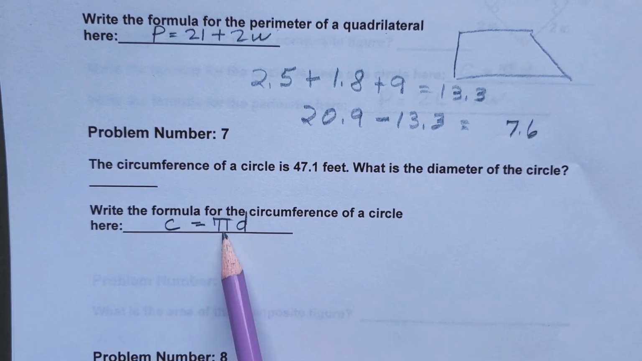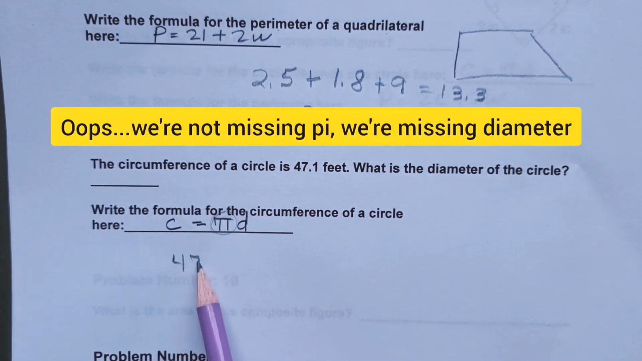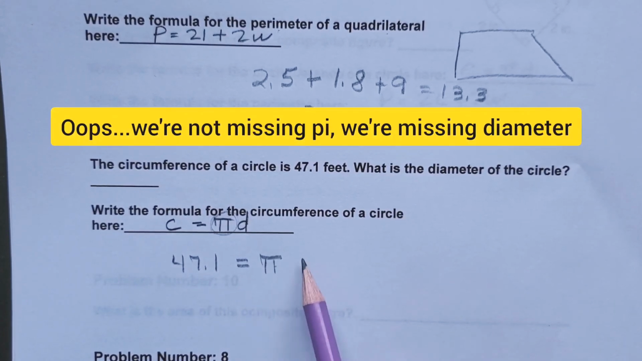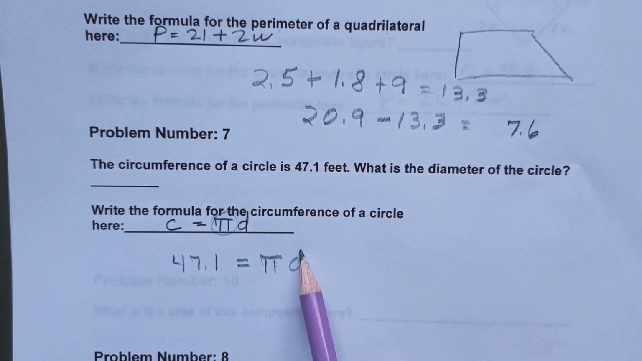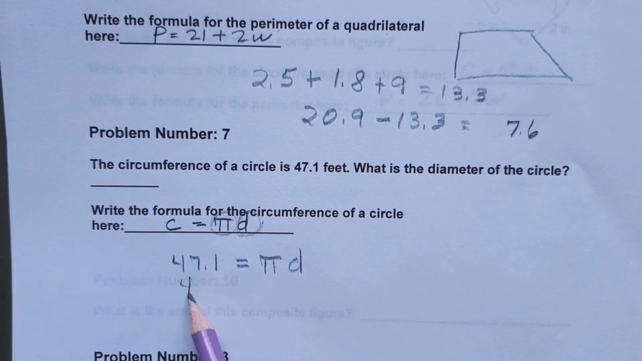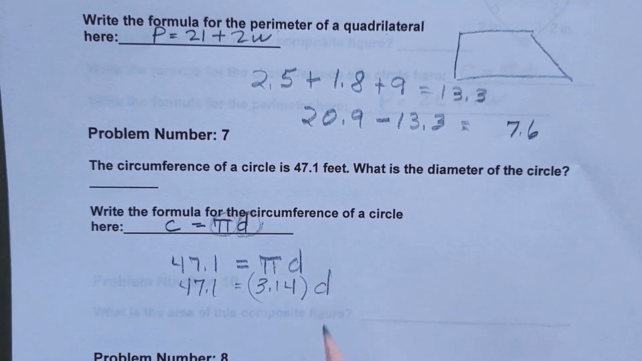Okay, so we're missing this piece right here. We know the circumference is 47.1, but we're missing this piece right here. Oh, no, we know pi. We're missing diameter, so that's wrong. We're not missing that. We're missing diameter. Okay, because we know pi, we always use 3.14 in the place of pi times diameter.